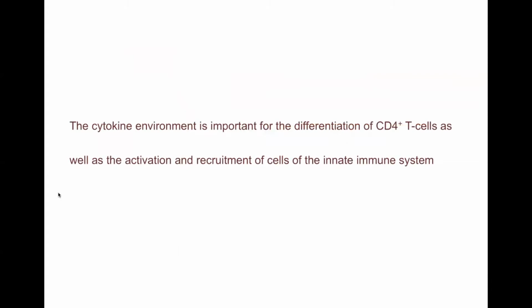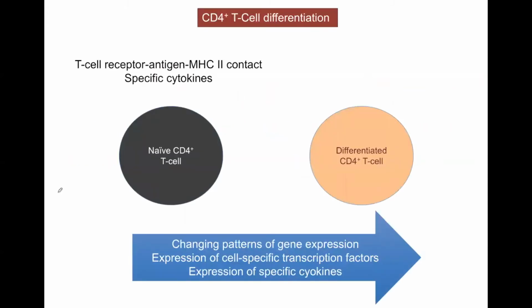So the cytokine environment is important for the differentiation of CD4 positive T cells, as well as for the activation and recruitment of cells of the innate immune system. If we think about CD4 positive T cell differentiation, what we see is that initially we have our naive T cell, and this is in the lymph node, of course.